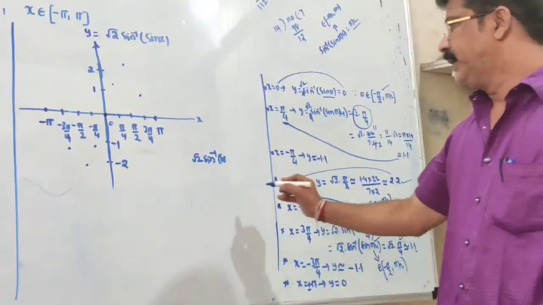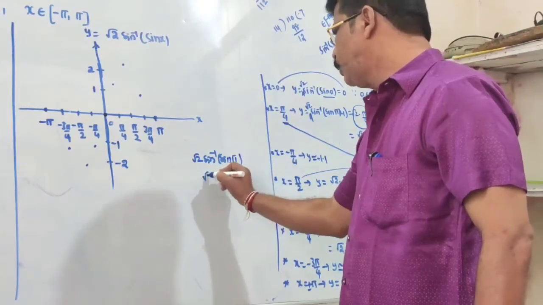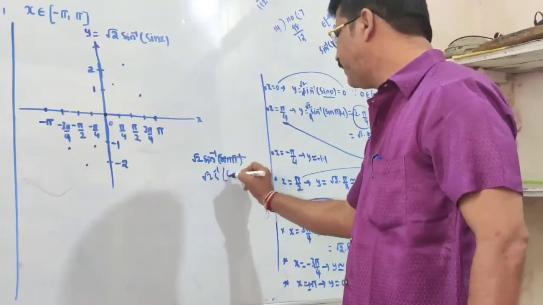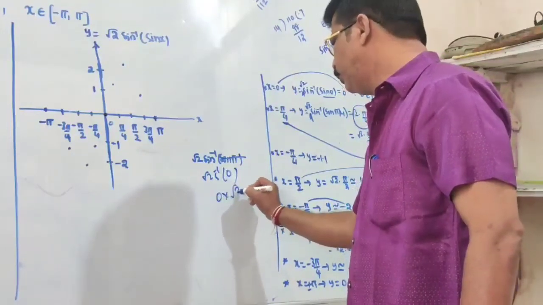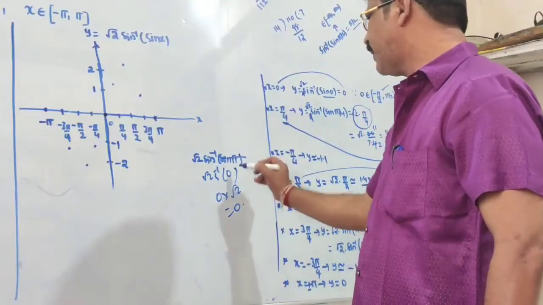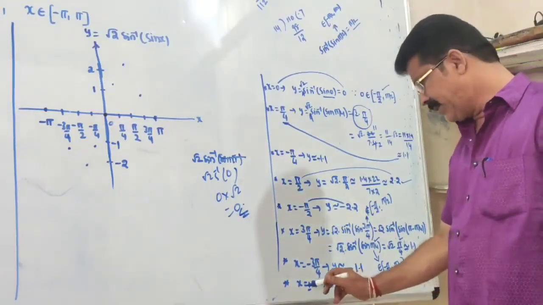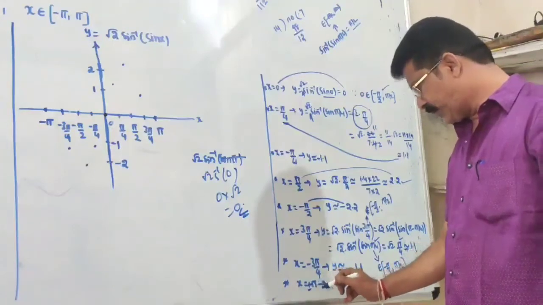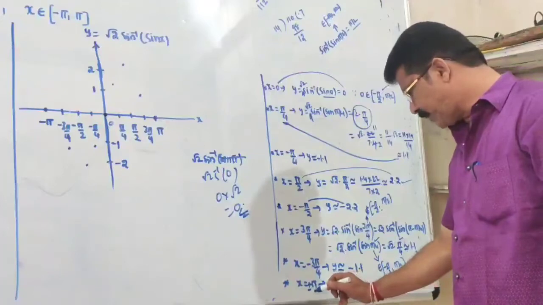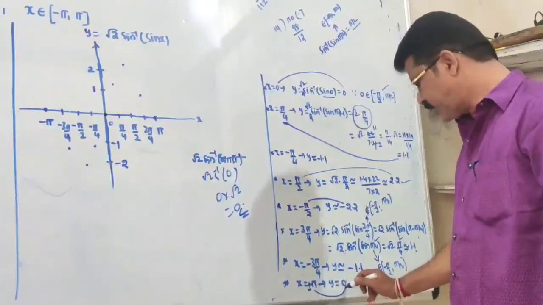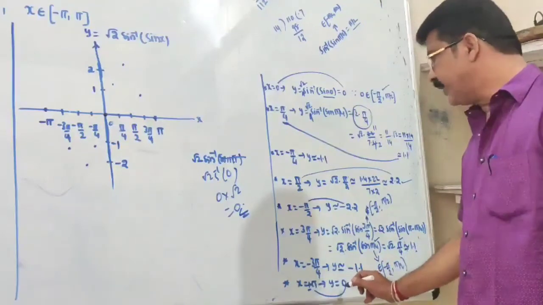For x equal to pi, root 2 into sine inverse of sine pi. Sine pi is 0, so sine inverse of 0 is 0, and 0 into root 2 is equal to 0. For minus pi also it becomes 0. That's why I wrote directly x equal to plus or minus pi, then y becomes 0. So x equal to plus pi and minus pi, y equal to 0.